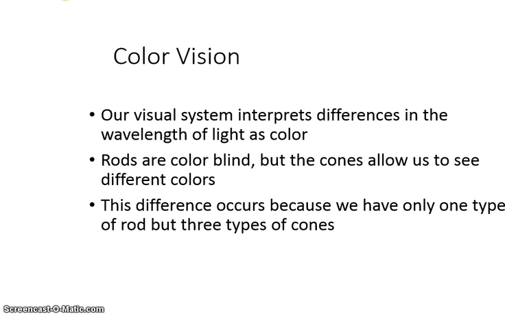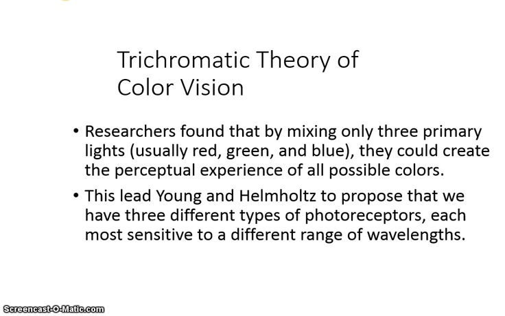How do we see color? The cones interpret the differences in the wavelengths of light as color. And because we have 3 different types of cones, this allows us to discern the different colors. The Young-Helmholtz trichromatic theory holds that these color-seeing cones have 3 types of color receptors: red, green, and blue.